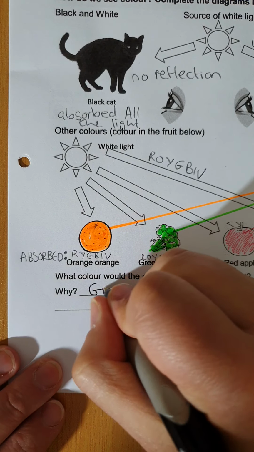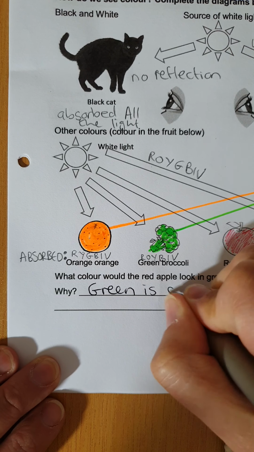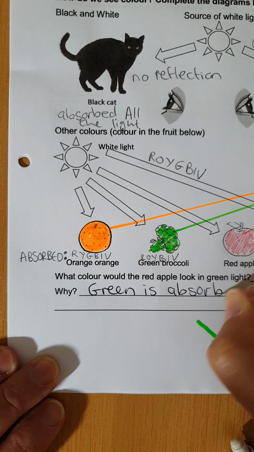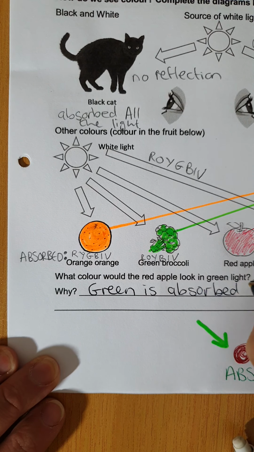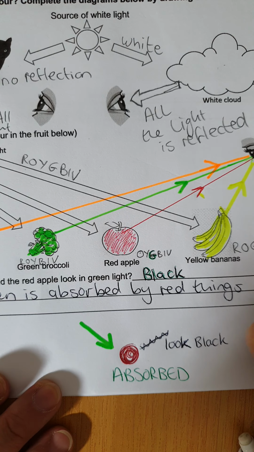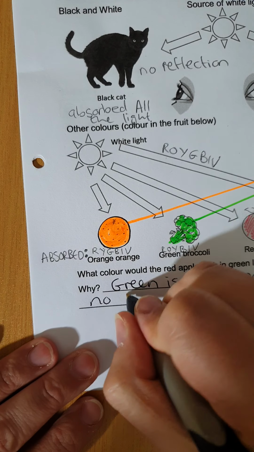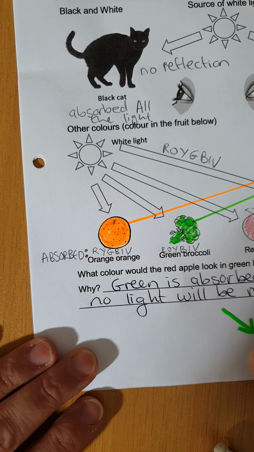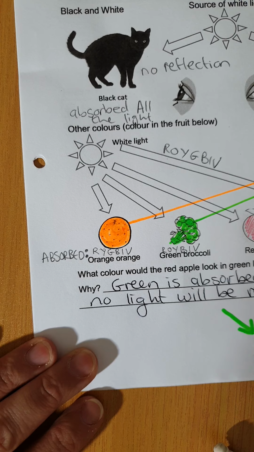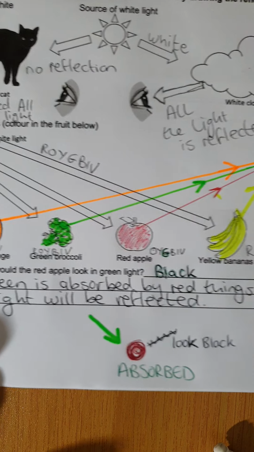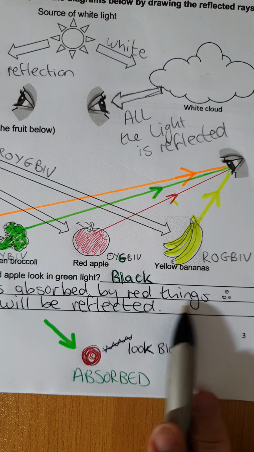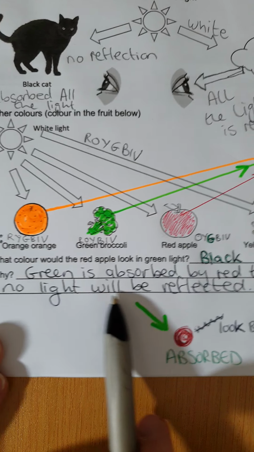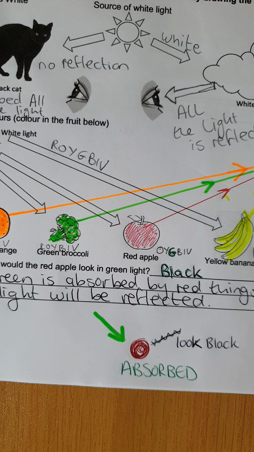Okay, green is absorbed by red things or red objects. Therefore, no light will be reflected. Okay, green is absorbed by red things. Therefore, no light will be reflected. Okay, I hope you understand.